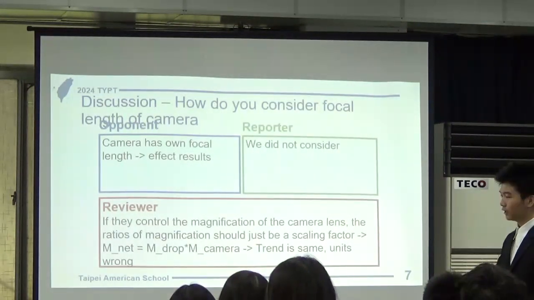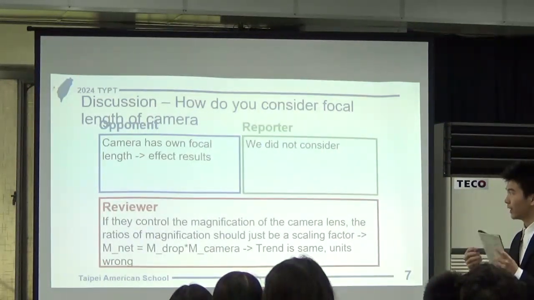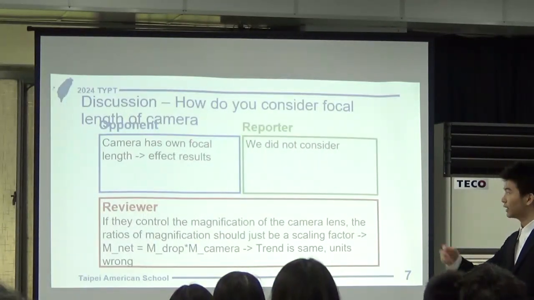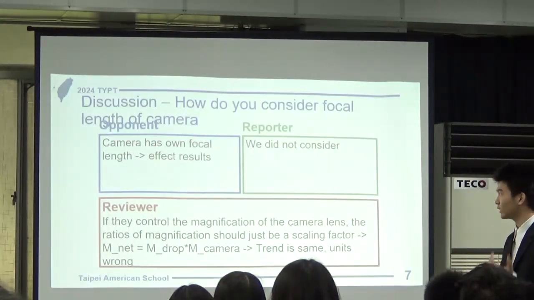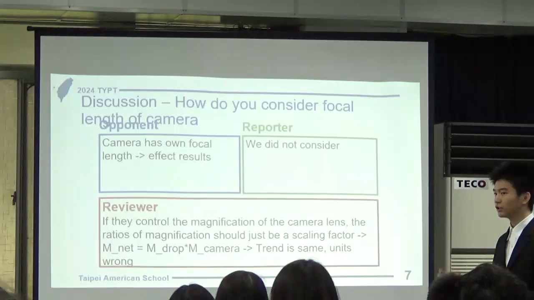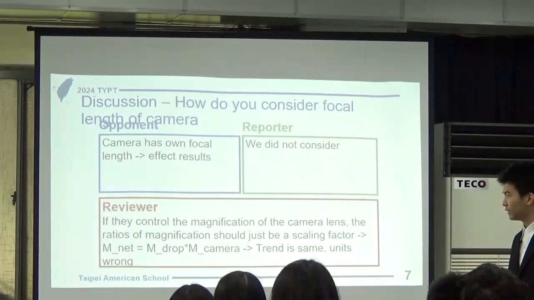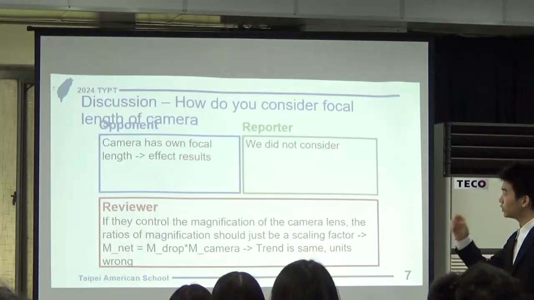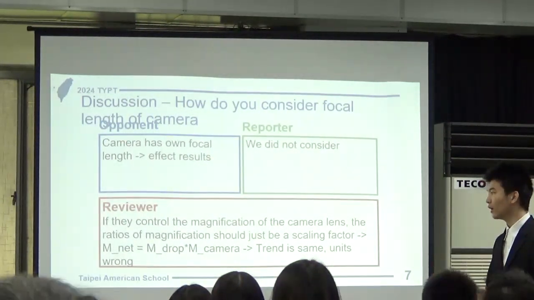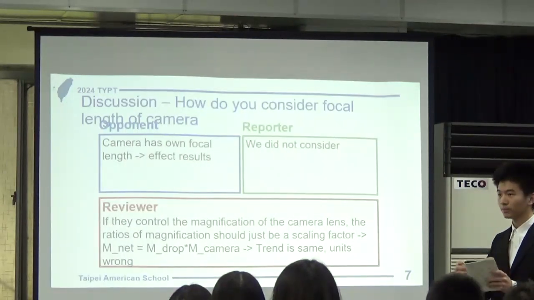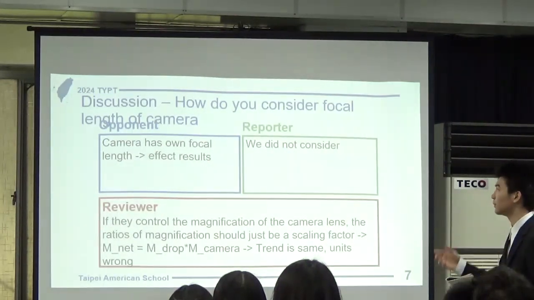With regards to the experiment, they also discussed how the focal length of the camera affects the magnification. The opponent stated that the camera has its own focal length, which will affect the results of magnification. The reporter said they did not consider it because they considered it a minimal effect. We partially agree with the opponent that the magnification is very important. However, because the reporter only analyzed the trend of the data, and the magnification of the camera is just a multiplying factor, the trend will be the same.